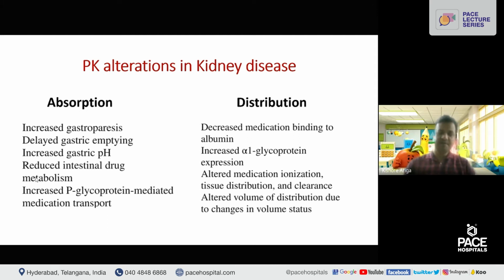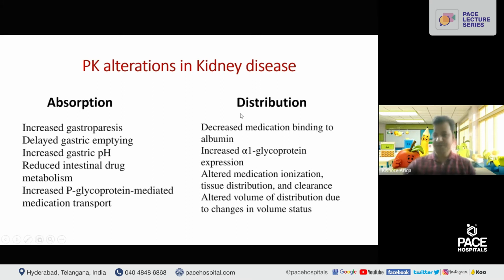First pass metabolism happens at the intestinal level and at the hepatic level. In patients with kidney disease, there is reduced intestinal drug metabolism and increased abnormal P-glycoprotein mediated transport. Both of these changes can increase the bioavailability of drugs. So in patients with kidney disease, if we give an oral drug, the bioavailability may be decreased or increased based on the drug and the metabolism of that specific drug.